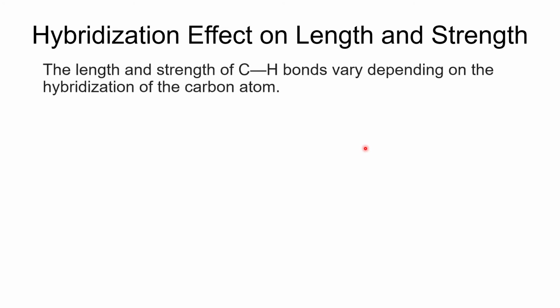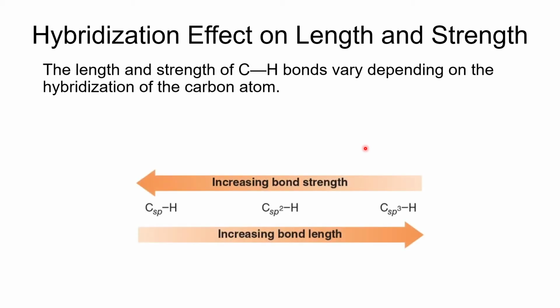We'll find that there is an effect from hybridization on the length and strength of the bonds. And so that effect is the length and the strength of the bond depend on the hybridization. We'll find that an sp3 hybridized orbital overlapping with a 1s orbital on hydrogen is going to give us a longer and weaker bond than an sp2, which is longer and weaker than an sp. So this will be the longest and the weakest, and the sp will be the shortest and the strongest.